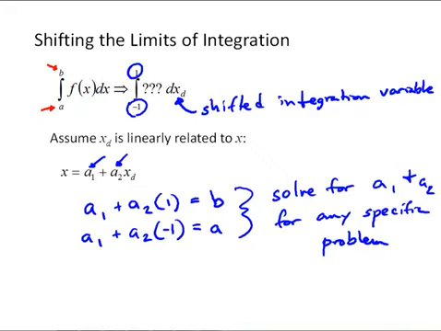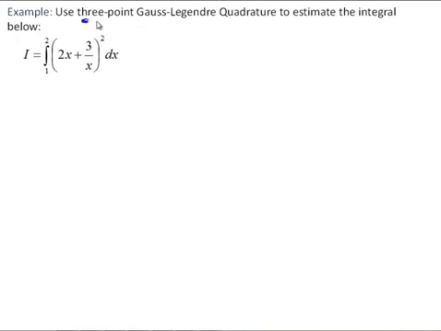So let's do an example. Here we're going to use a 3-point Gauss-Legendre quadrature formula to estimate the integral of (2x plus 3 over x) quantity squared, all evaluated from 1 to 2. This would be an integral that would be kind of a pain to calculate by hand. We could calculate it using something like Wolfram Alpha, but we'll use this here to practice how to implement a 3-point Gauss-Legendre quadrature.